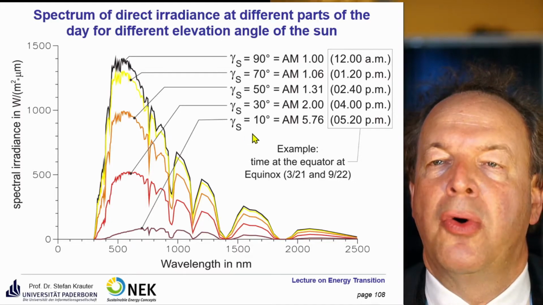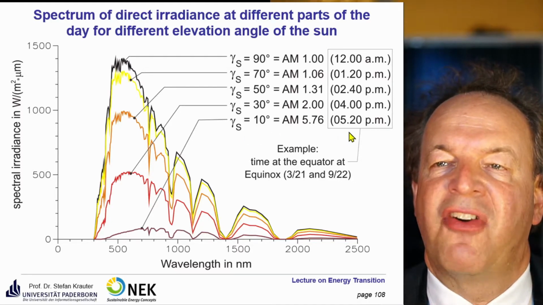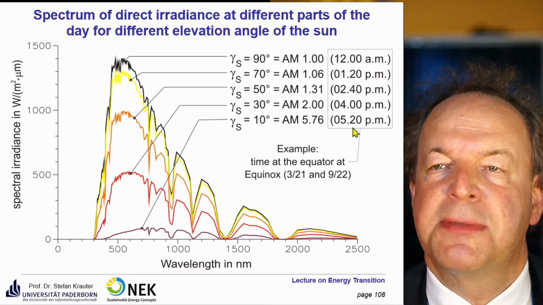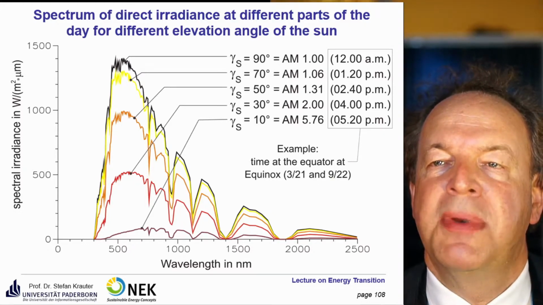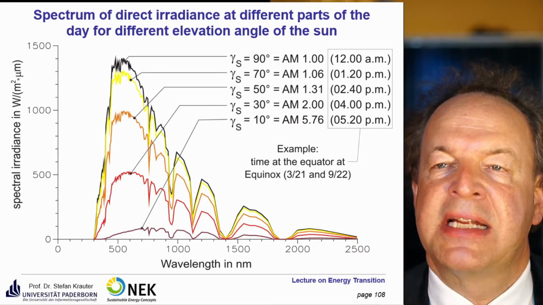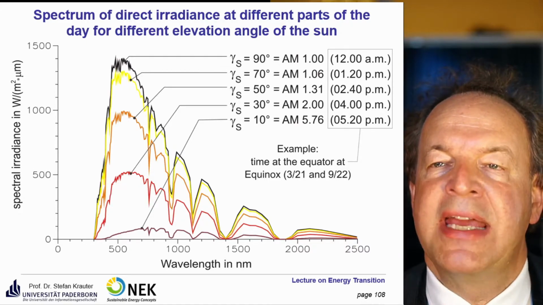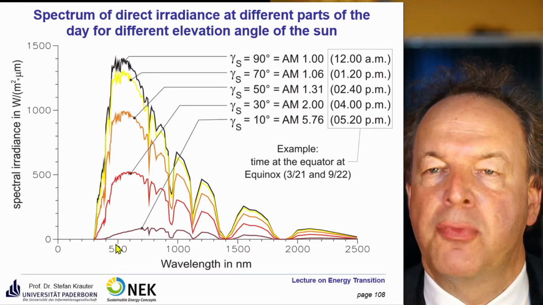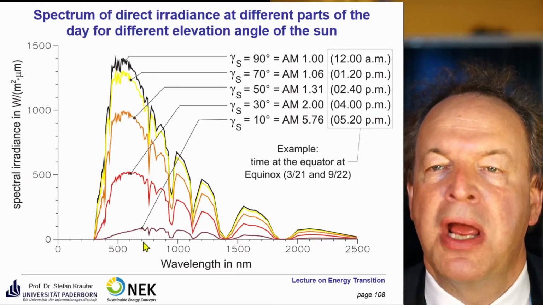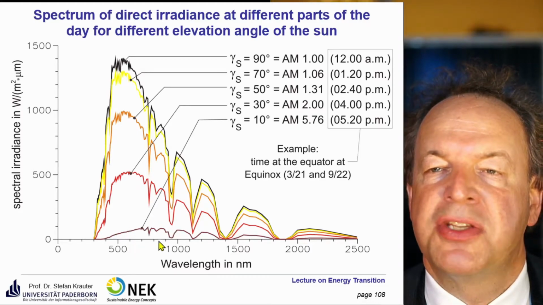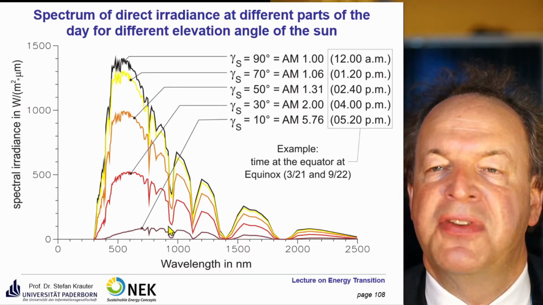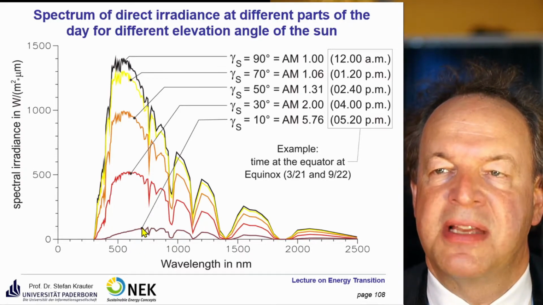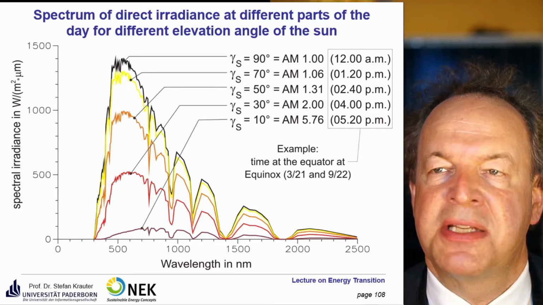And if you go just before sunset at 5:20 p.m., so at equinox, at these days we have exactly at 6 p.m. the sunset, so 40 minutes before sunset at an elevation angle of 10 degrees or AM 5.76, we have a very red spectrum. The blue part doesn't exist anymore. You see here, the focus is on the red part in the vicinity of 700-800 nanometers. Therefore, the sun at this elevation angle appears to us as reddish.